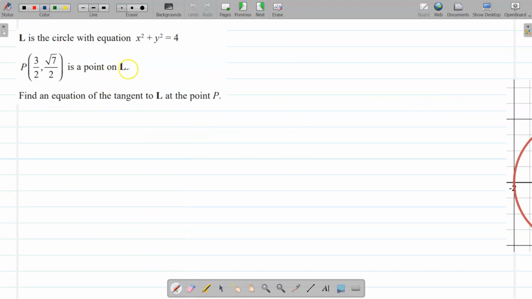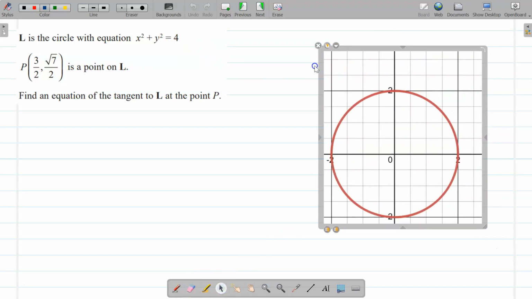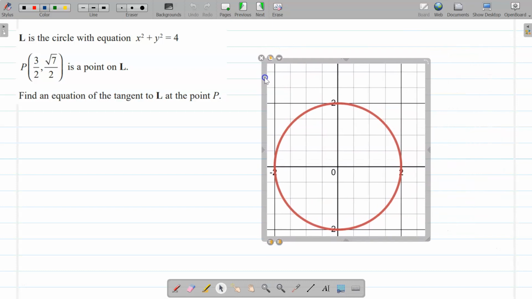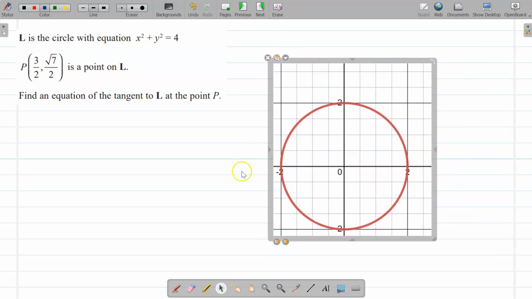Now this is an interesting one about a circle with radius 2. So the radius of that circle is 2, the square root of 4. Okay, I've done a sketch of it because you need to see what's going on here. Now P is the point 3 over 2, root 7 over 2, and it's on that circle. Okay, so we take their word for it.